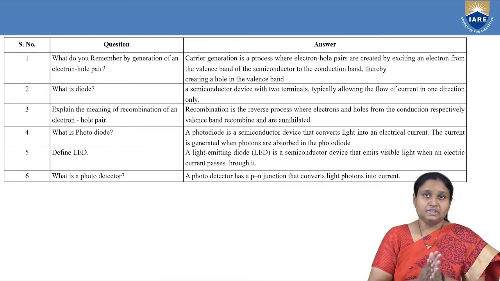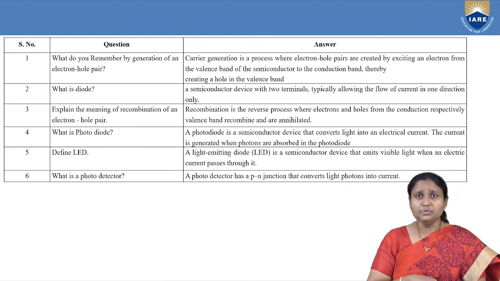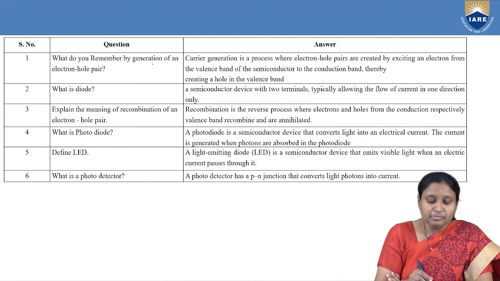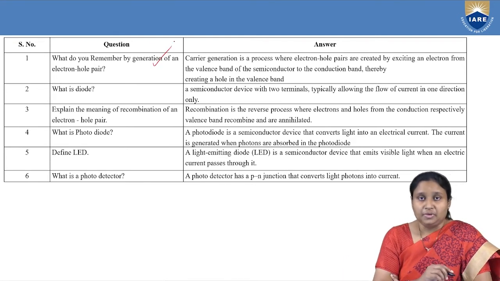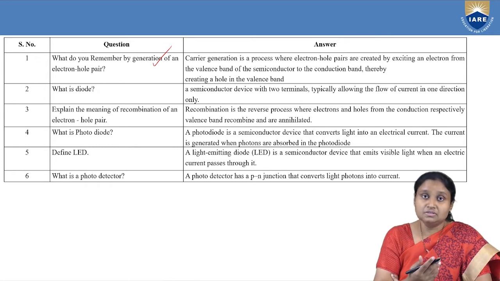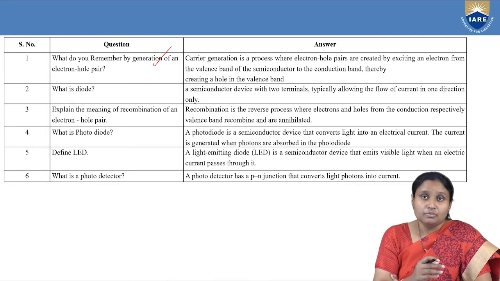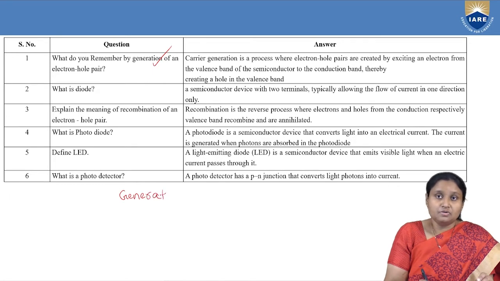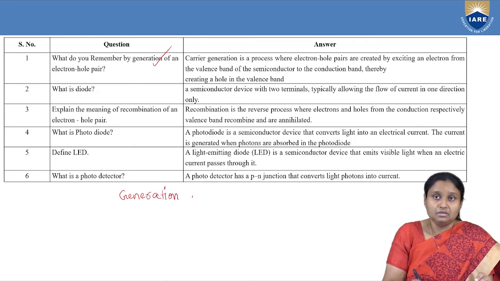Coming to our first definition, what do we mean by generation of an electron hole pair? When we talk about semiconductors, generally they are insulators, but they behave as conductors. So when do they behave as conductors? When we talk about their conductivity, generally we talk in terms of generation of electron hole pair.